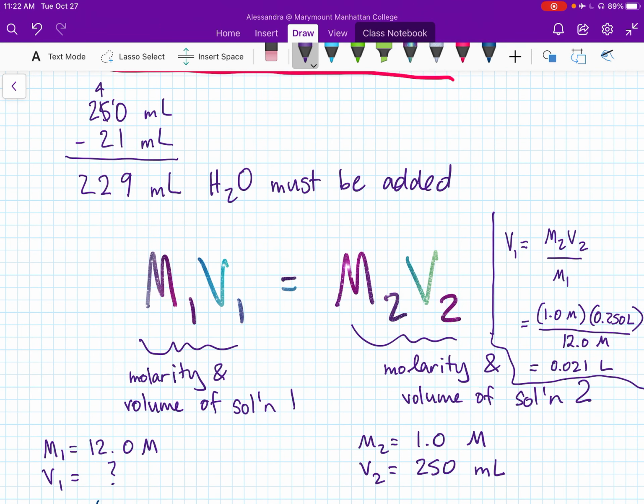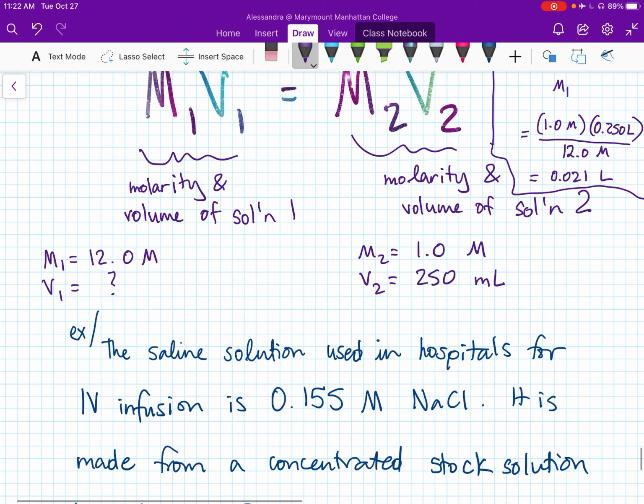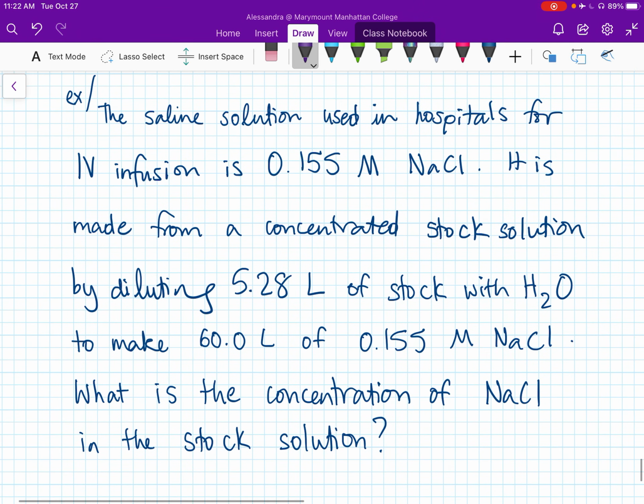So you could use either thinking about the stoichiometry, or you could use the M1V1 equals M2V2 equation to do these dilution problems. Let's do another problem quickly. The saline solution used in hospitals for IV infusion is just a 0.155 molar solution of sodium chloride. It is made from a concentrated stock solution of sodium chloride by diluting 5.28 liters of that stock with water to make 60 liters of the 0.155 molar NaCl solution. So, using this information, can you calculate the concentration of sodium chloride in the stock solution?